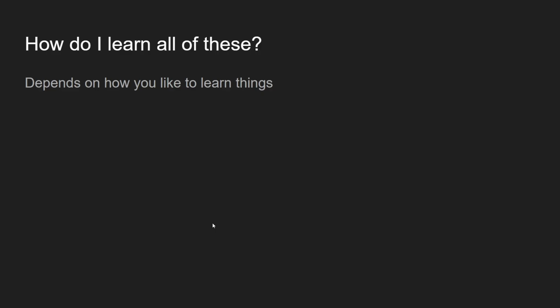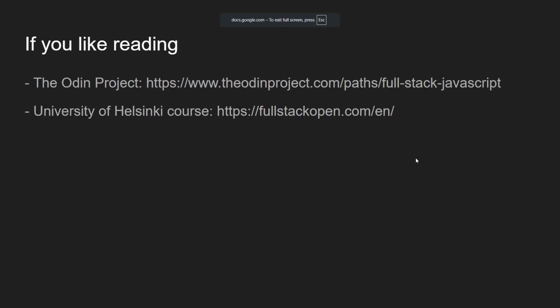Okay, so how do I learn all of this? It depends on how you like to learn things. So, what if you like reading? If you like reading, these two resources are amazing. They basically have everything you need to know in one place. The first one is called the Odin Project, and the other one is called the University of Helsinki. They are very similar in that everything you need to know is here. So if you have to pick only one or two resources, pick these two. Even if you hate reading, pick them anyway.